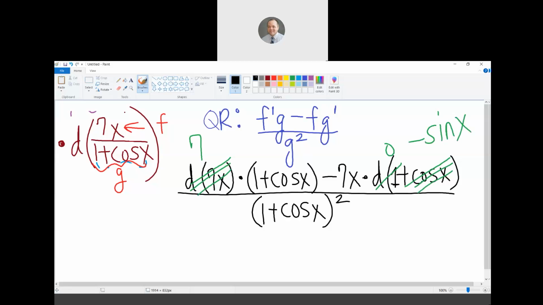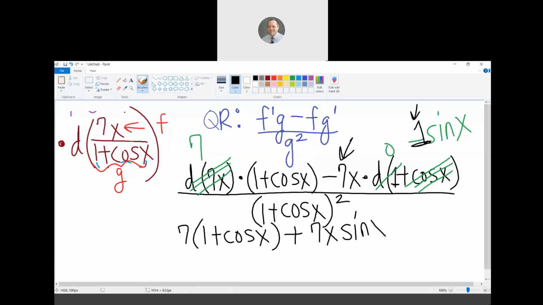All right, so we're ready to put everything together. We have 7 times in parentheses 1 plus cosine x. Over here, this is understood to be a -1 in front of that sine x. So when we multiply -1 by that -7, that gives us the positive 7x sine x all over our denominator squared.